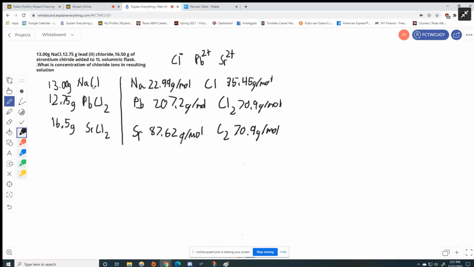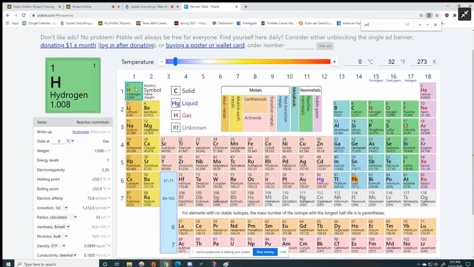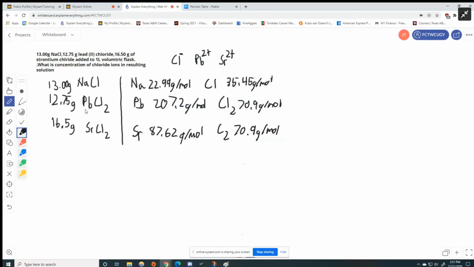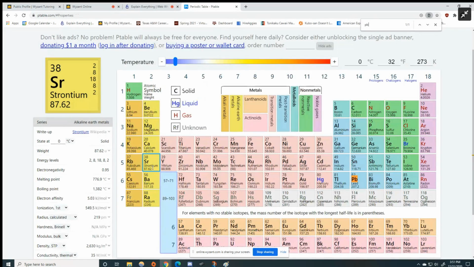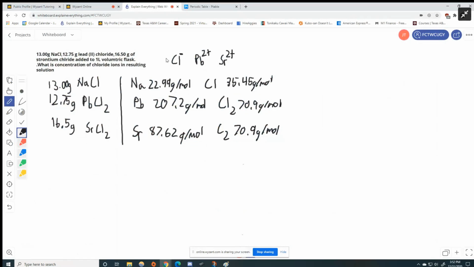And sodium, if you look at the periodic table, is in group 1. And because it's in group 1, it has a +1. Lead has a +2 as stated by the Roman numeral II here. That means it is a +2. And strontium here is in group 2, which means it is +2.